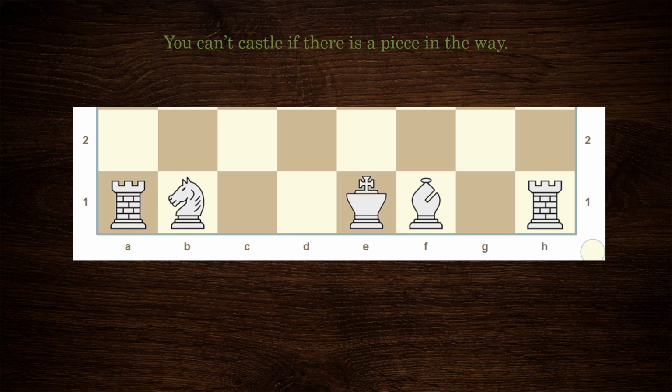And here you can't castle if there's a piece in the way. So here the pieces haven't been developed yet. The bishop is still in the home square, the knight is still in the home square here. The king and rook are not prepared to castle in this situation because there's pieces in the way.